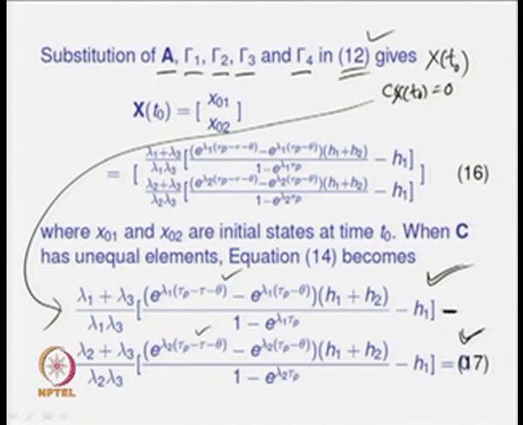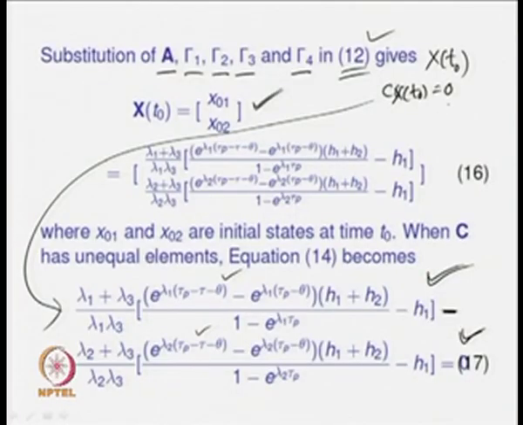If you look carefully, the upper and bottom terms differ only in lambda 1 and lambda 2. So, the bottom term can easily be obtained by substituting lambda 1 equal to lambda 2. For a second order case, you will always find two values for the states at any instant of time. When those two states are negated, since C x(t0) has to be 0, C times (x01 minus x02) is equal to 0.